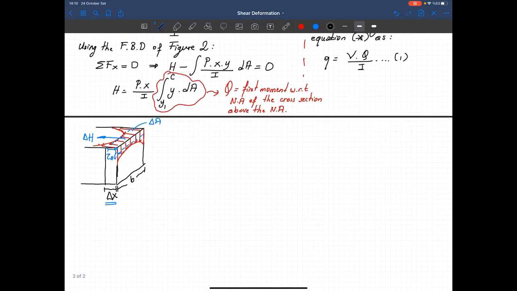So let's write it here in an incremental form. Delta H is equal to shear flow times delta x. And we know that shear flow is equal to V times Q divided by the moment of inertia, multiplied by delta x. That's the horizontal shear force in terms of the vertical shear. And what is the average shear stress? It is the horizontal shear force divided by the area, and that's equal to delta H divided by delta area. So let's call this equation 2.